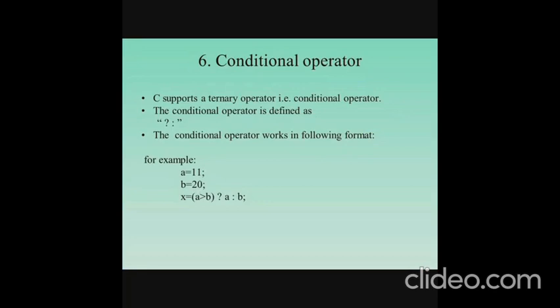And sixth one is conditional operator. C supports the ternary operator, that is the conditional operator. The conditional operator works in the following format. For example, a equal to 11; b equal to 20; x equal to a greater than b question mark a colon b; semicolon. This format is also known as the conditional operator. In this example, x will be assigned the value of b. This can also be achieved using if-else statements.